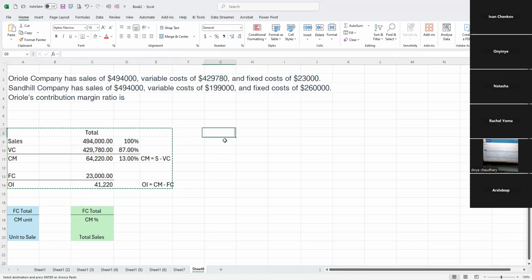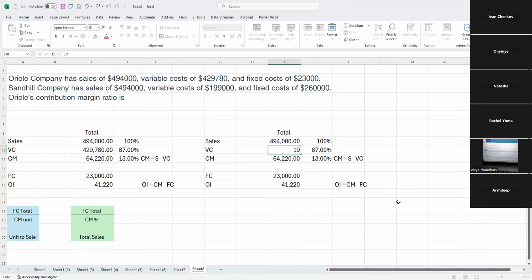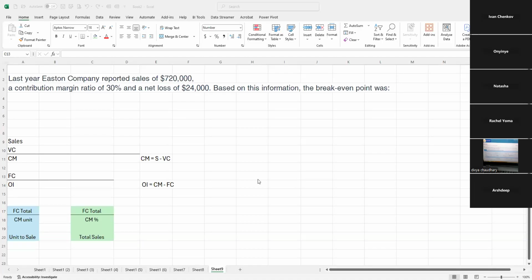So if I have to do this for the other company, what will be the difference? Variable cost 49, right? 199,123, and the fixed cost will be 260,123. Or 59.7. Right. And that's all we can get from this question. Okay. Next question.